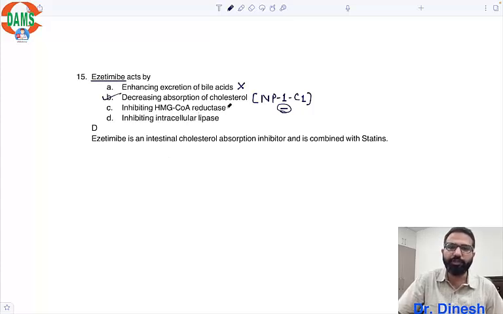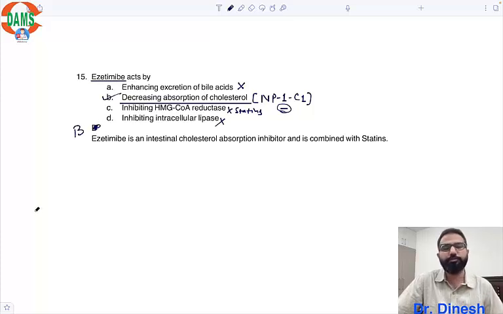Inhibiting HMG-CoA reductase, no, these are statins. Inhibiting lipoprotein lipase, no. So that is the decreased absorption of cholesterol. That is ezetimibe. So the answer is not D, the answer is B. And it can be given with statins also. It interferes with cholesterol absorption in the intestine, and can be given with statins.